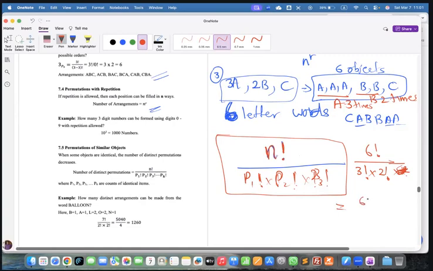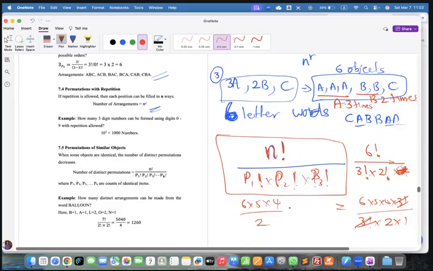6 factorial is 6 into 5 into 4 into 3 factorial. 3 factorial into 2 factorial, where 2 factorial is 2 into 1. So 3 factorial we can cut down. Here 6 into 5 into 4 divided by 2. So what is the answer? 60. 60, right? So this is how we can find out the answers. Did you understand or not? What about others?